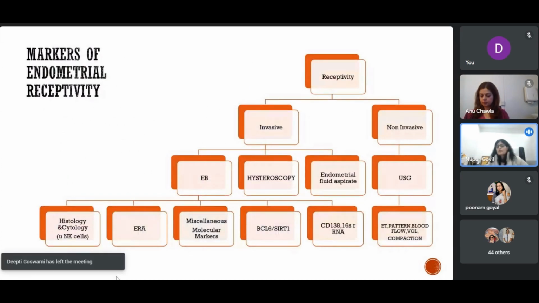So if we talk about the markers of endometrial receptivity, I have broadly classified them into invasive and non-invasive tests. Non-invasive is the most commonly used, where we use ultrasound to check endometrial thickness, pattern, blood flow, and volume, and then a recent concept of compaction has come. For invasive markers, we can go for endometrial biopsy, hysteroscopy, and endometrial fluid aspirate. In endometrial biopsy, we can test for several markers. ERA is the very prominent one. We'll talk about the current evidence regarding the use of ERA. Then there are other tests we discuss: histology and cytology, uterine NK cells, molecular markers BCL6 and SIRT1, and inflammatory markers like CD138 and a 60S ribosomal RNA marker.